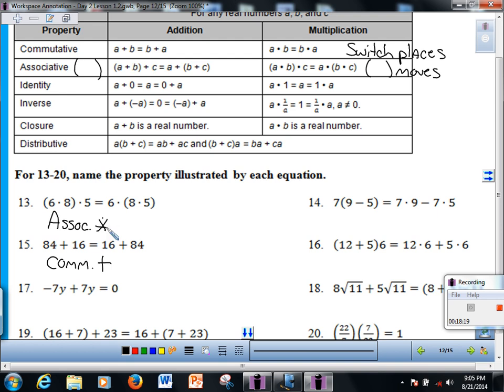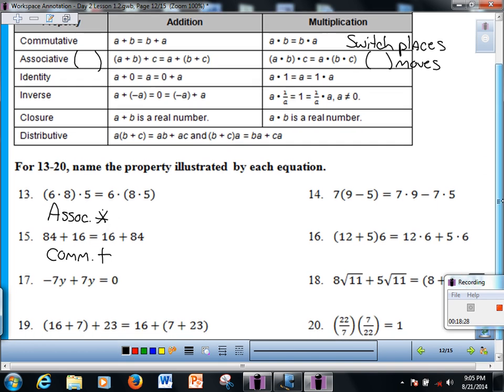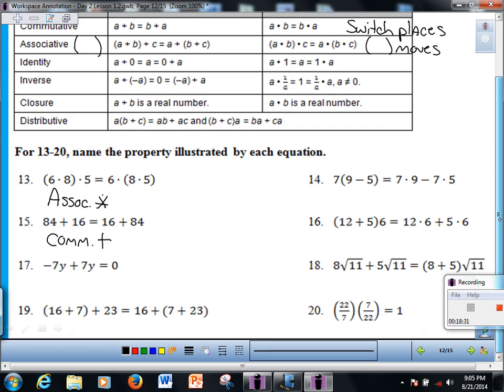Don't use 3. When I look down a little bit more, I'm going to see if I can find another associative property. So when I look down through here, looks like maybe right here, the parentheses moved. So here's another associative property. But this time I'm dealing with addition.